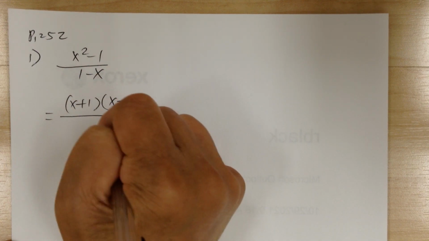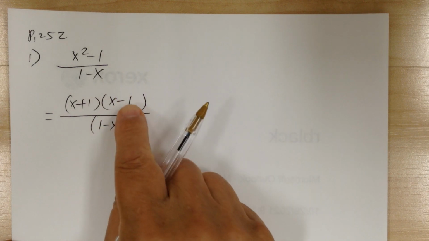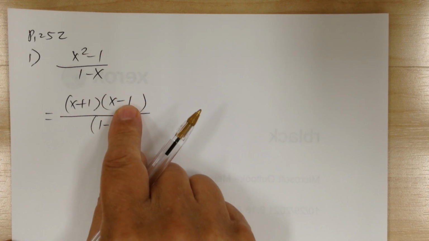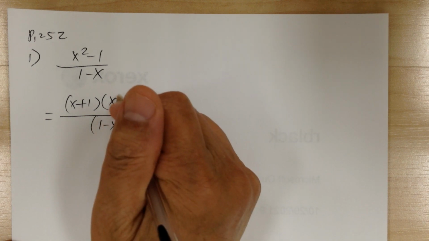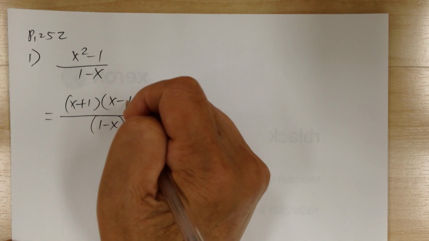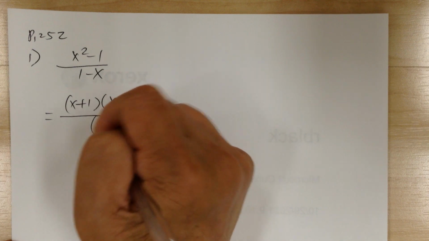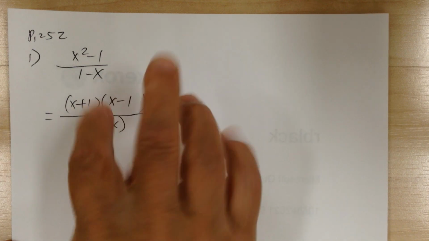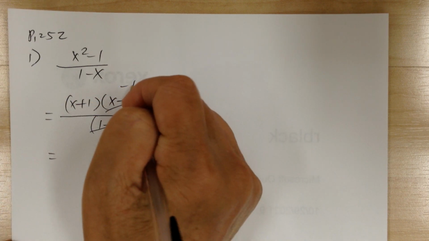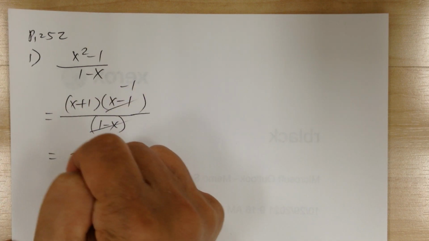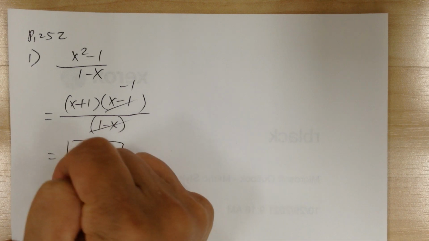On the bottom, you get 1 minus x. Now, notice this, the orders are switched. So when you switch the subtraction, they are negative each other. So when you cancel, it becomes negative 1. If they are the same, then you cancel, it becomes 1. But if they are reversed, switched, then you cancel, it becomes negative 1. And so now you can distribute and multiply. So you're going to get negative x minus 1.